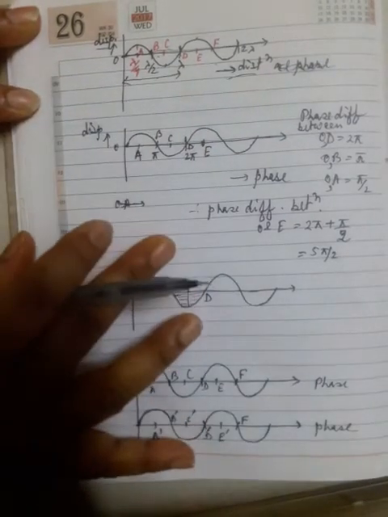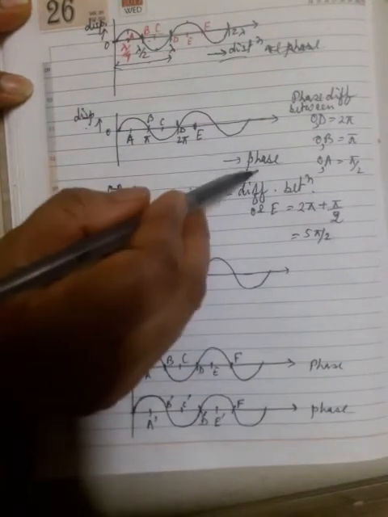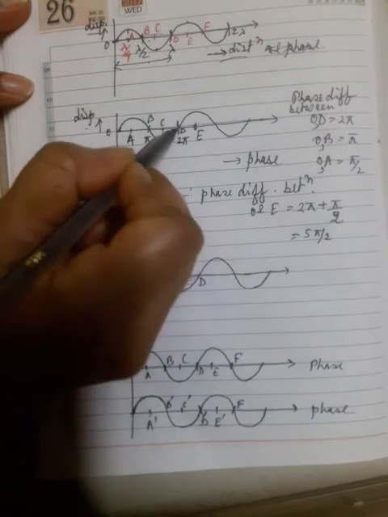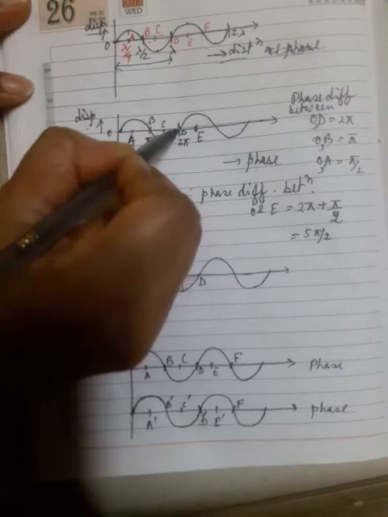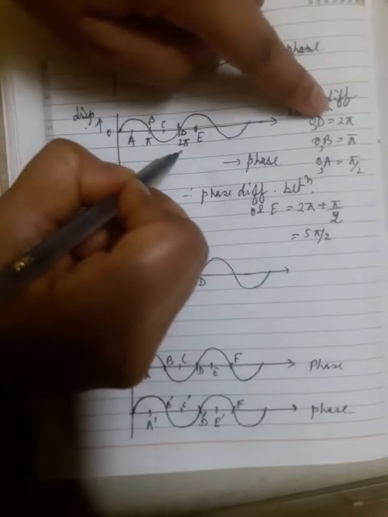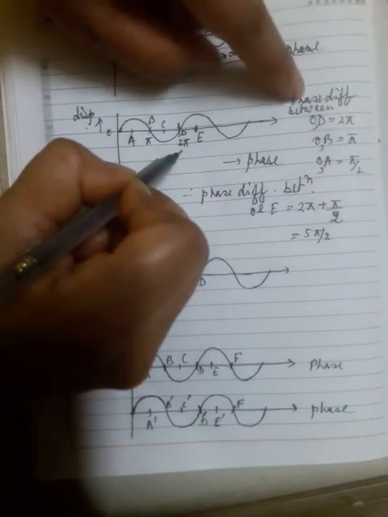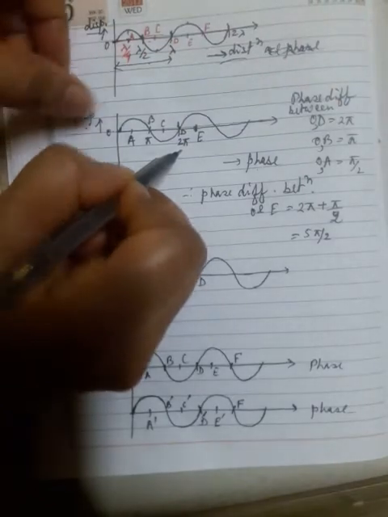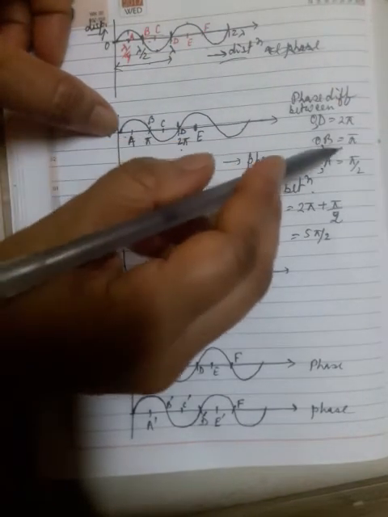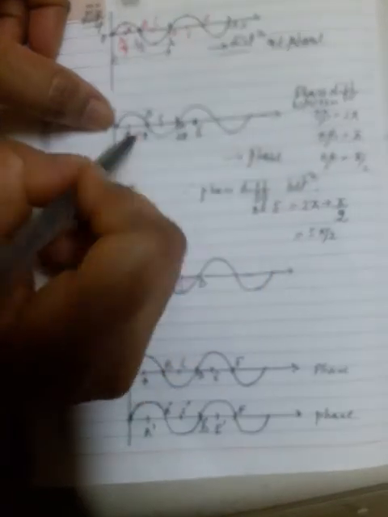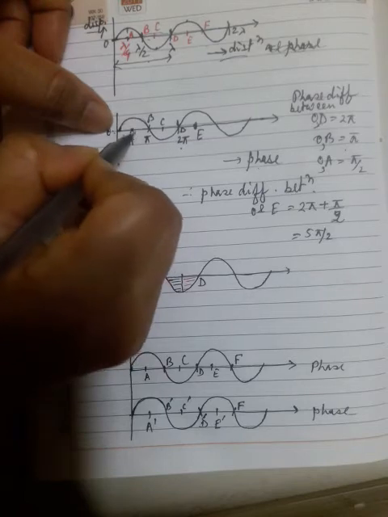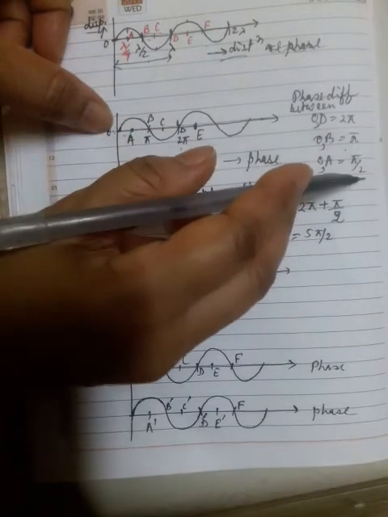Now I am drawing the displacement versus phase graph. One complete wave means the phase difference between O to D is 2 pi. Here it is written O comma D. Phase difference between O and D is 2 pi. So O to B is half of the wave, so it will be pi. It is written. Then half of that again, O to A, that will be pi by 2.